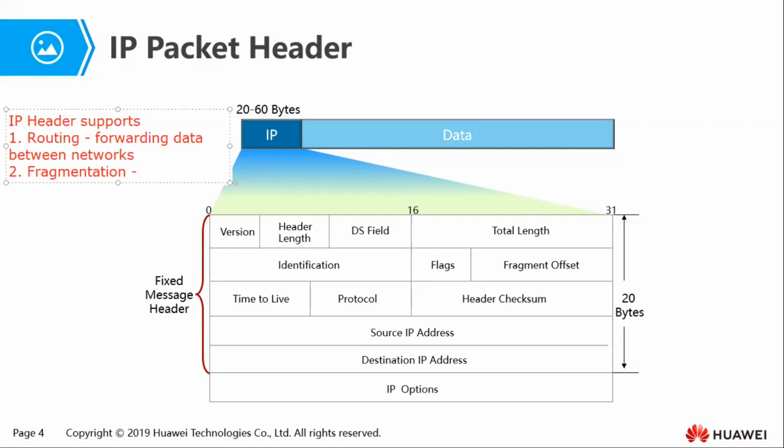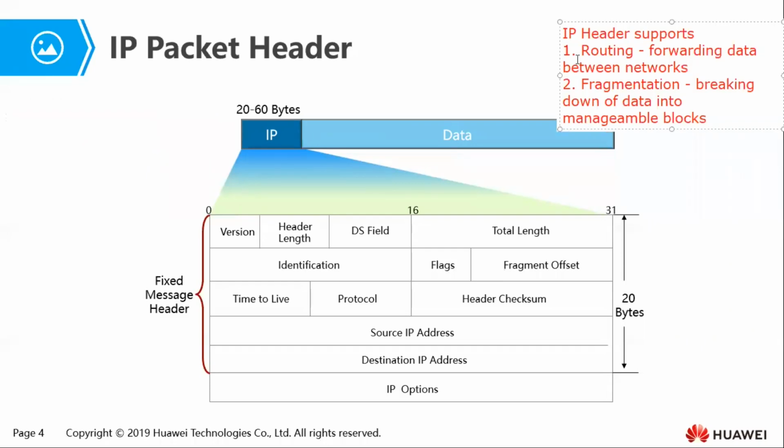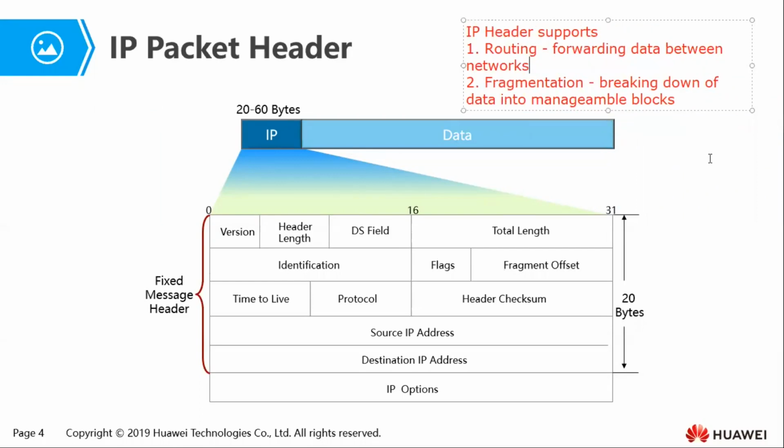Then fragmentation is breaking down data into smaller chunks, breaking down of data into manageable blocks. Because most of the time the data is actually too big and it cannot be transmitted the way it is. We have to break it down. So these are the two main functions of the IP header: routing and fragmentation. So in order to achieve routing and fragmentation, this is how the IP header looks like.